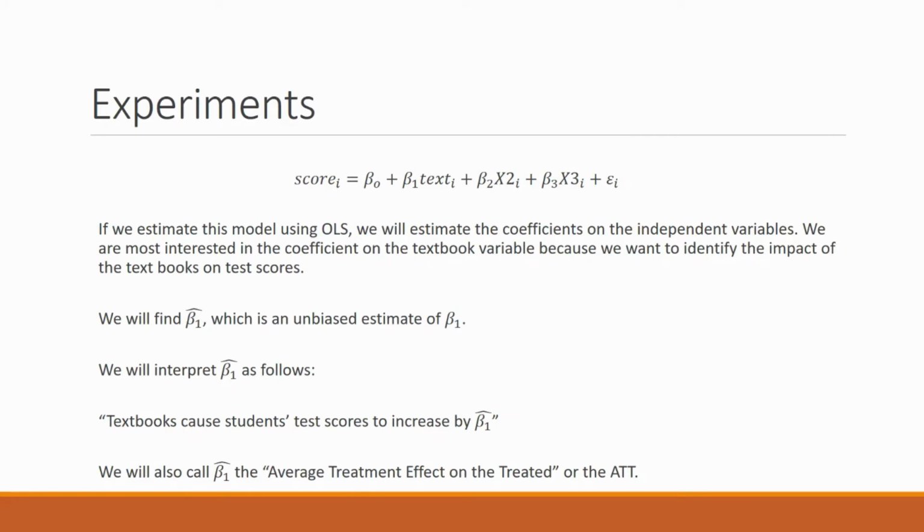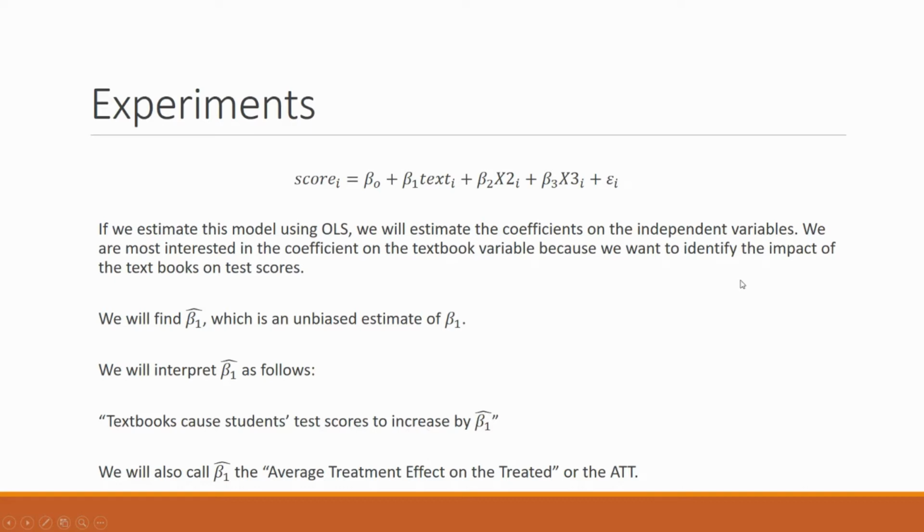All right, so if we have our regression model and we've randomly assigned the textbook, we can estimate this model using OLS, a normal OLS model. We'll estimate the coefficients on the independent variables. We're most interested in the coefficient on the textbook variable because we want to identify the impact of textbooks on test scores. So we will find beta 1 hat, which is an unbiased estimate of beta 1. All right. So we will then interpret beta 1 as follows. We'll say textbooks cause students' test scores to increase by beta 1 hat.